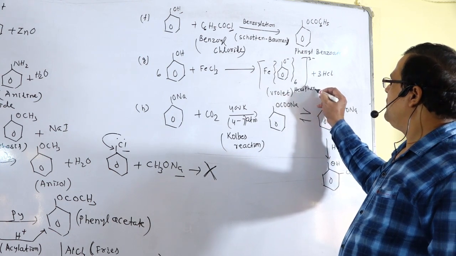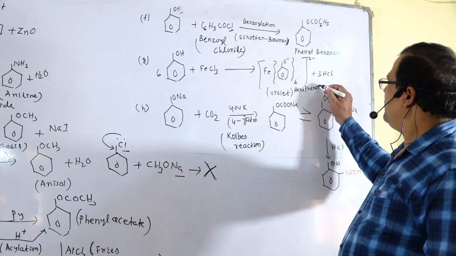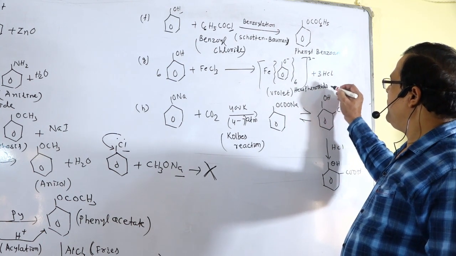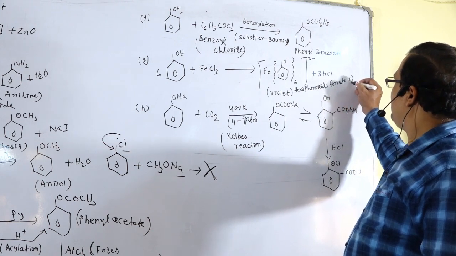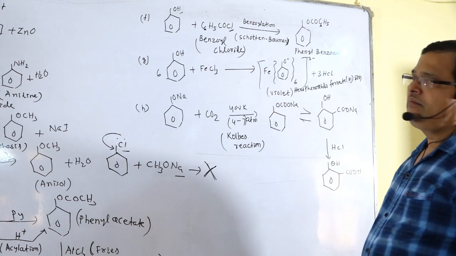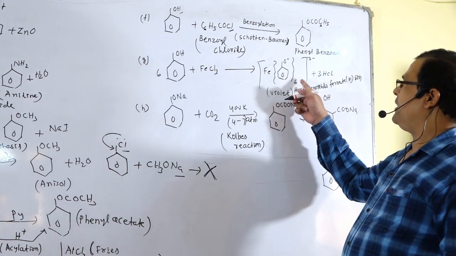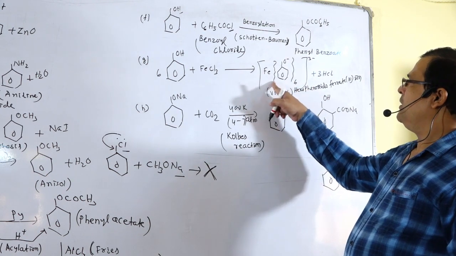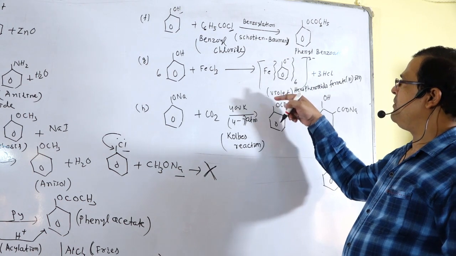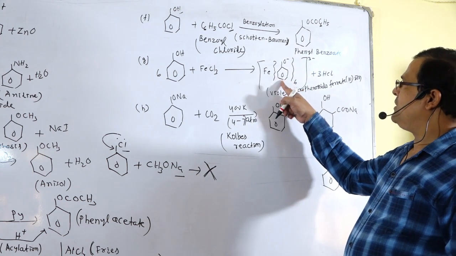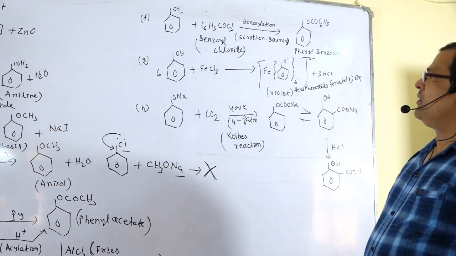Hexaphenoxido ferrate(III) ion. That is a complex, which we will read in the coordination chemistry chapter. That is the naming of this compound. Hexaphenoxido ferrate(III) ion, so that is violet colored.